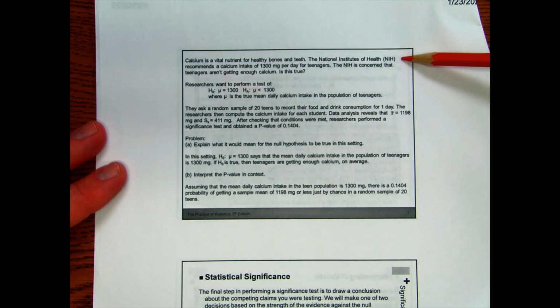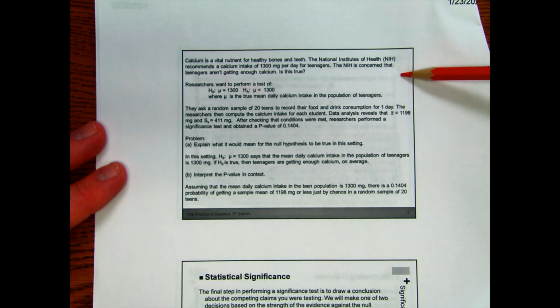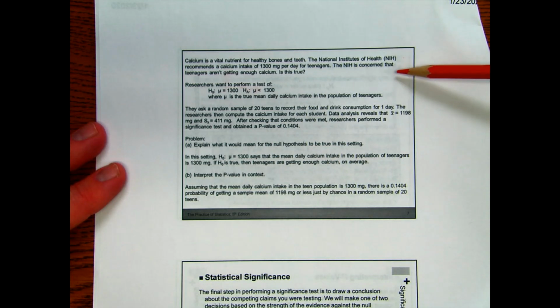Calcium is a vital nutrient for healthy bones and teeth. The National Institutes of Health recommends a calcium intake of 1,300 milligrams per day for teenagers. The NIH is concerned that teenagers aren't getting enough calcium. Is this true? So this is going to be our Ho and our Ha.